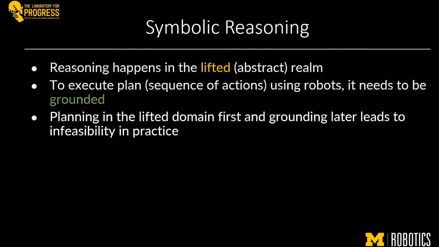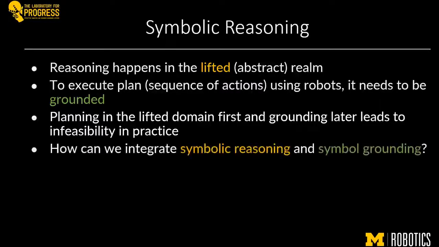From the past 15 years in AI and robotics research, we've realized that if you just plan in the lifted domain and then come up with some heuristic approach for grounding each of the symbolic actions in your lifted plan, it doesn't usually work in the real world. It might work for a very specific domain, but in the real world, if you don't consider the continuous grounding values that exist and just plan in the lifted domain, there's a high probability that the plan you come up with after you ground it later on is not going to be feasible in the real world. And so the main question after all these descriptions is how can we integrate symbolic reasoning and symbol grounding?